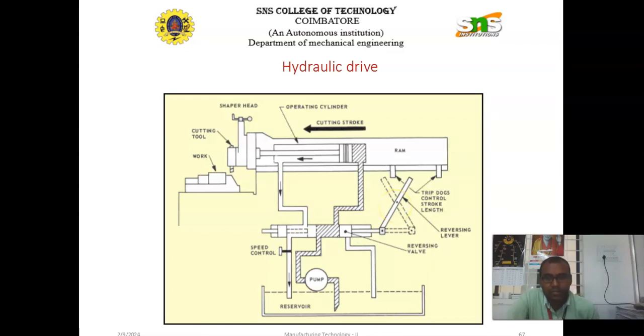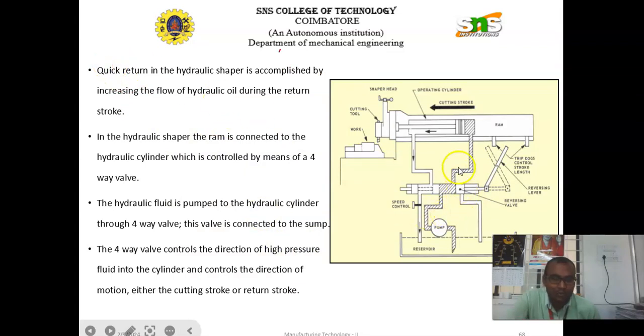Next, we are going to discuss the third drive mechanism, that is the hydraulic drive. It is also one of the quick return mechanisms. In the hydraulic shaper, the quick return is accomplished by increasing the flow of hydraulic oil during the return stroke. The ram is connected to the hydraulic cylinder, which is controlled by means of a four-way valve. The hydraulic fluid is pumped to the cylinder through the four-way valve. This valve is also connected to the sump. Looking at the image, this is connected with the sump, that means the reservoir.